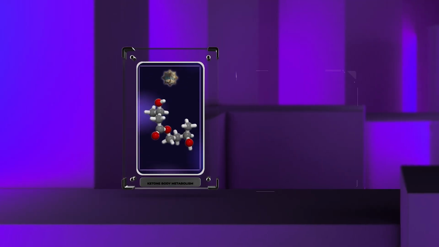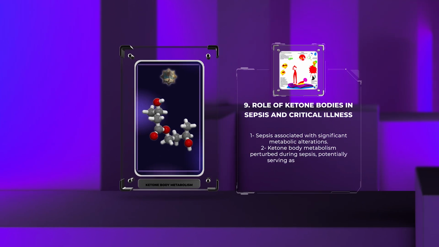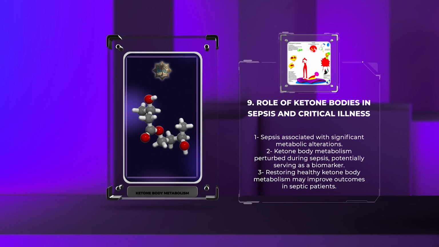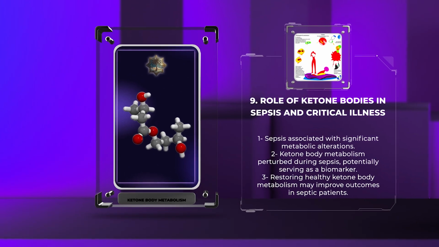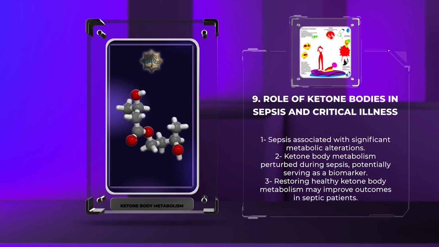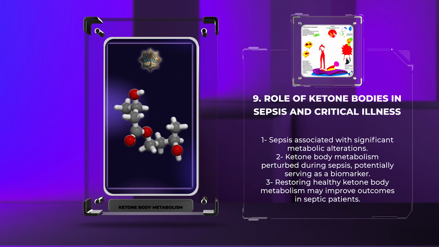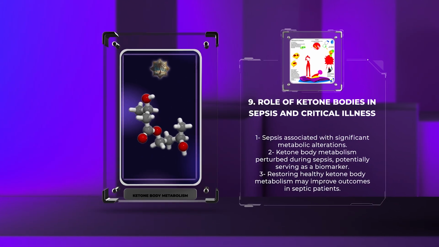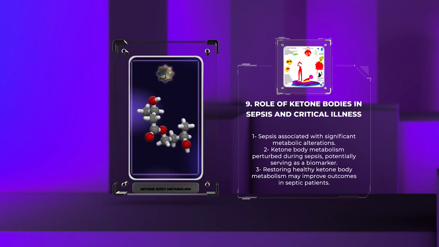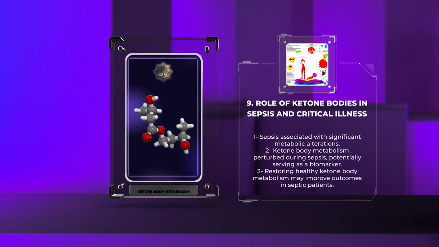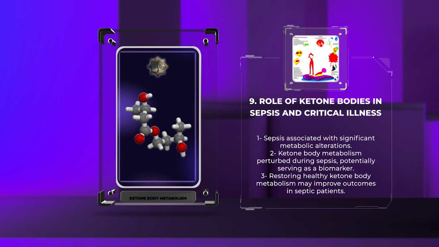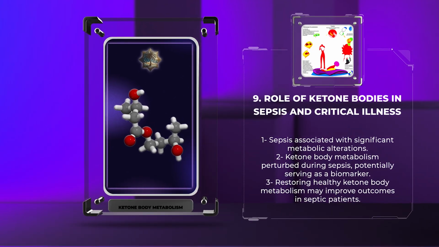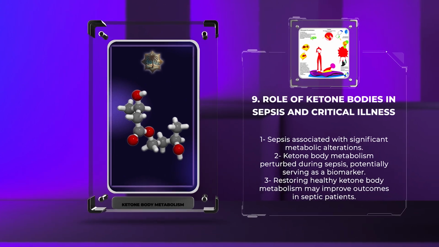Sepsis, a life-threatening condition resulting from a dysregulated immune response to infection, is associated with significant metabolic alterations. Studies have shown that ketone body metabolism is perturbed during sepsis, highlighting its potential role as a biomarker in disease progression. Furthermore, therapeutic strategies aimed at restoring healthy ketone body metabolism may hold promise for improving outcomes in septic patients. However, further research is needed to delineate the intricate relationship between ketone body metabolism and sepsis.